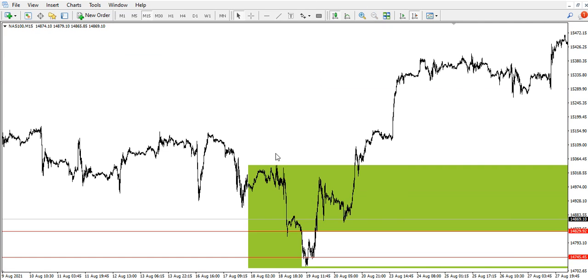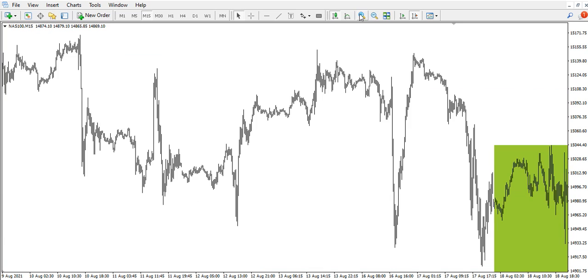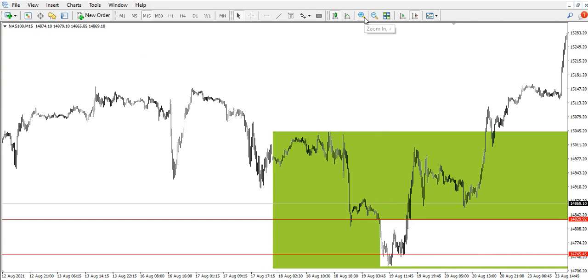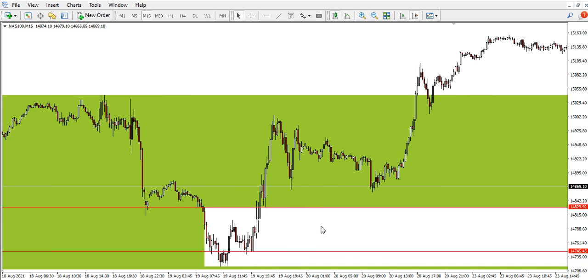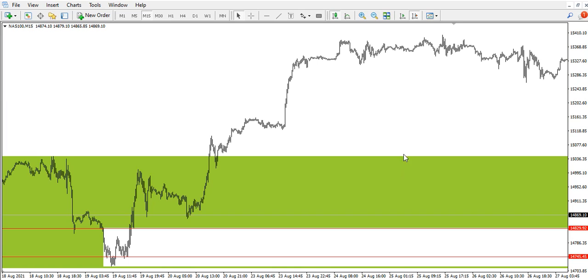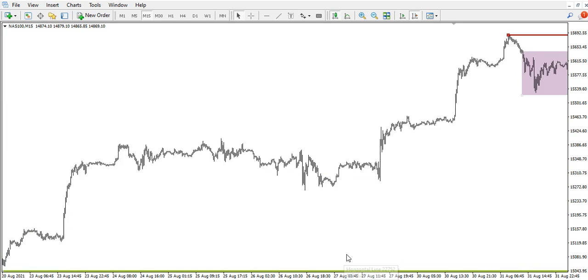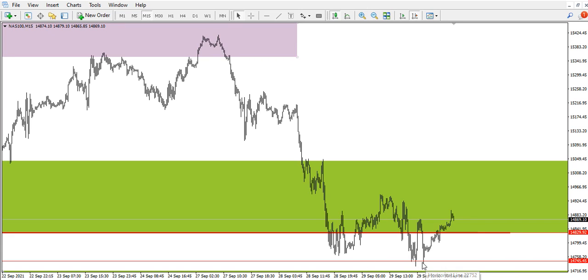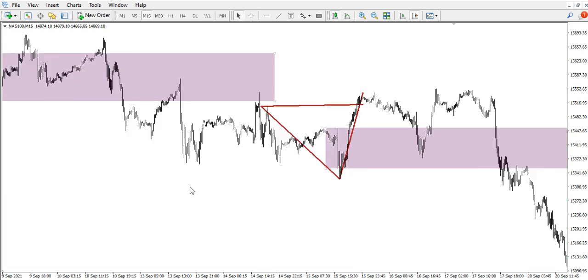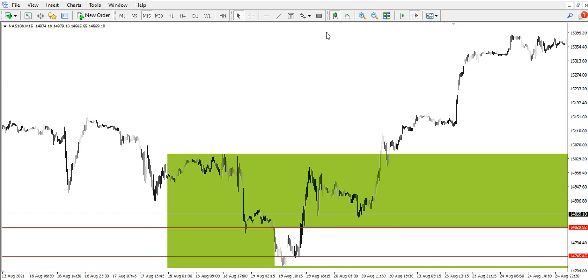Let's go down to M15. Let me zoom in again so that you'll see clearly. Okay, we investigate 14745.45. Price came and tested this here. Let me show you again. As you can see, we all can see it. Okay, let's go back to the main order block.